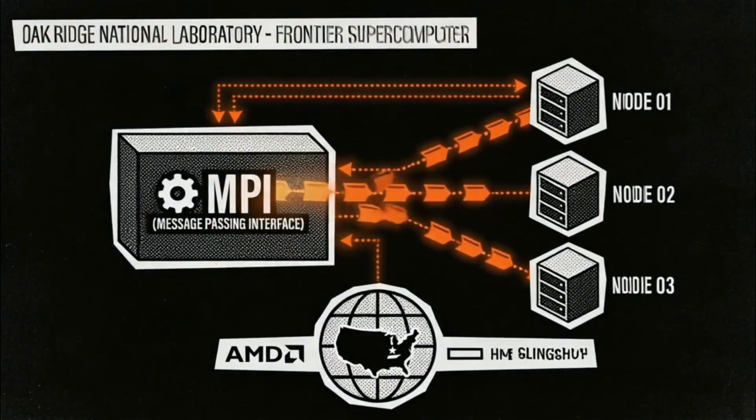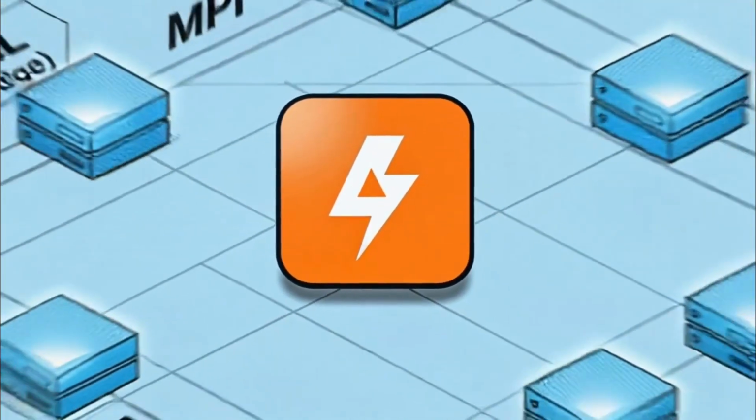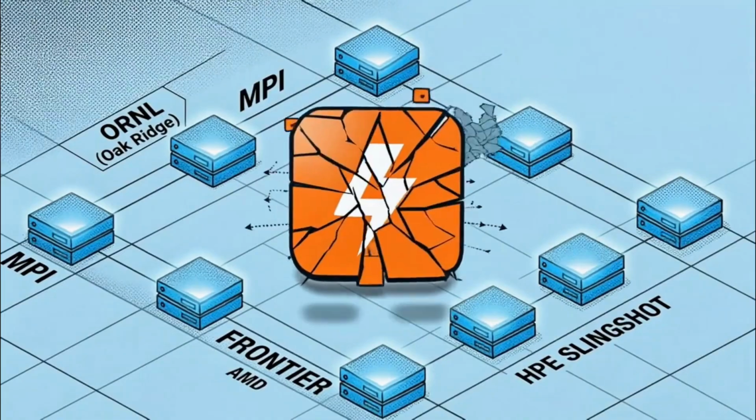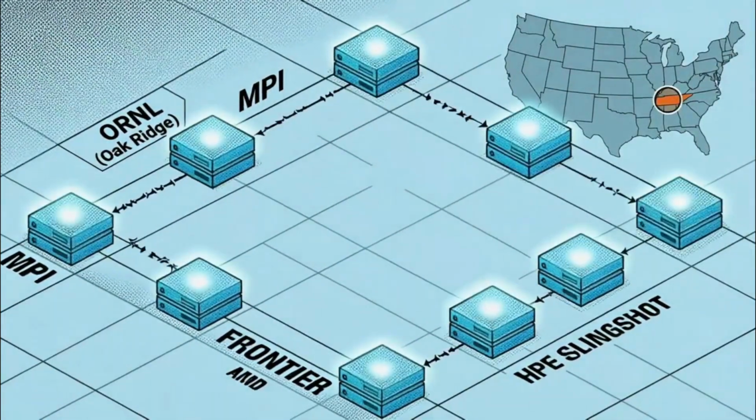The reason low latency matters in HPC is MPI, the message passing interface. MPI is the standard communication library used by parallel applications that need to distribute work across multiple nodes.